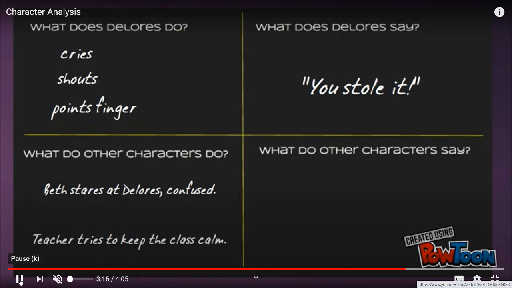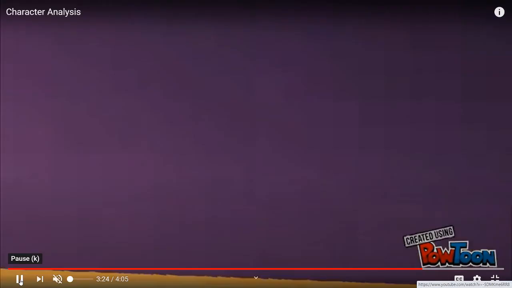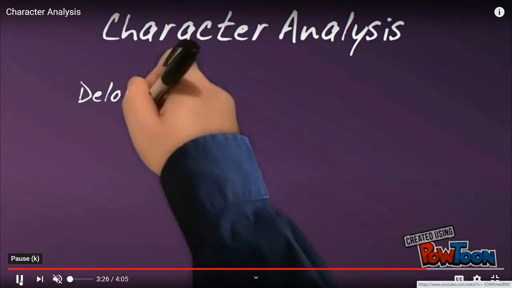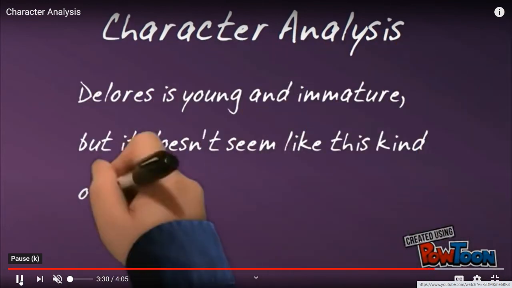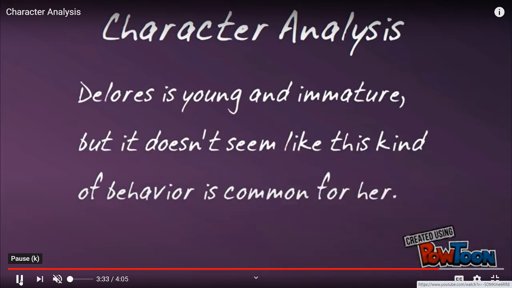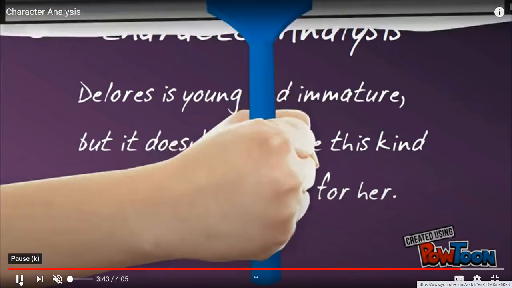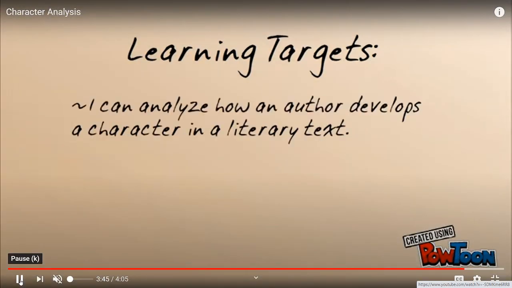What do other characters say? Does anyone remember what the teacher said? The teacher said, "I think Dolores is having a bad day." So in this character analysis, Dolores is a young and immature girl, but it doesn't seem like this is a kind of behavior that's common to her, because the teacher was very calm about the whole thing. So she definitely knew that something was different with Dolores this day. So that's how we broke down that information and analyzed that character.